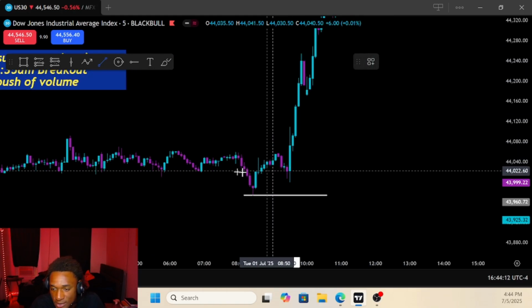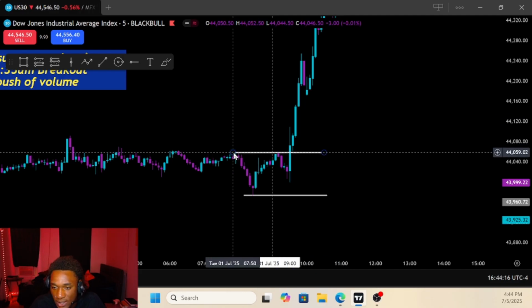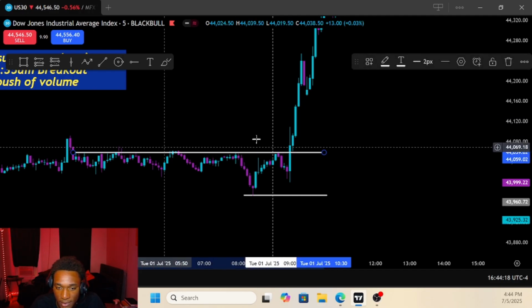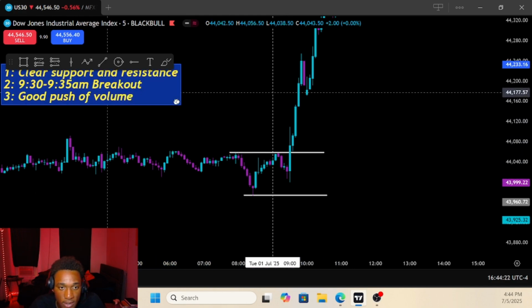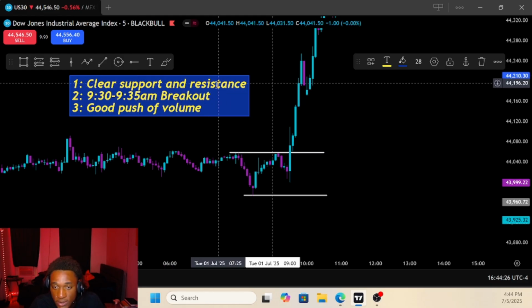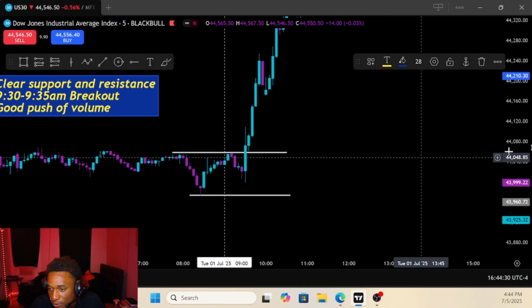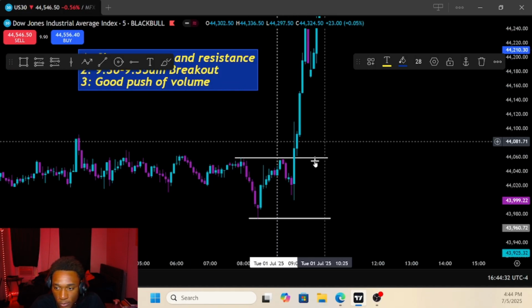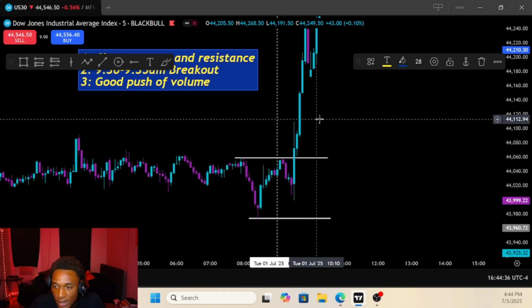Now, as you guys can see, we're getting a lot of respects, right? If we just drag this line across, you can see that it's getting respected a bunch of times. So we know we got a strong resistance level. All we want to see is a breakout at 9:30. So first, we already got the number one confluence out the way. Number two, breakout at 9:30. That's checked off. Number three, we want to see volume. We had a good push of volume, as you guys can see. It literally flew all the way up here, right? So we had a good push of volume.